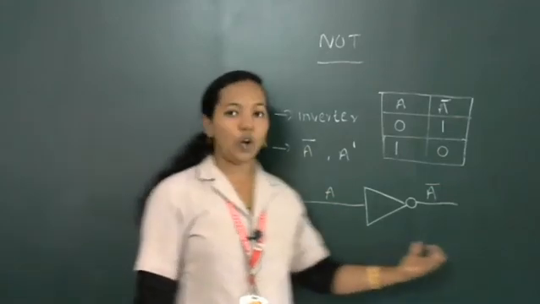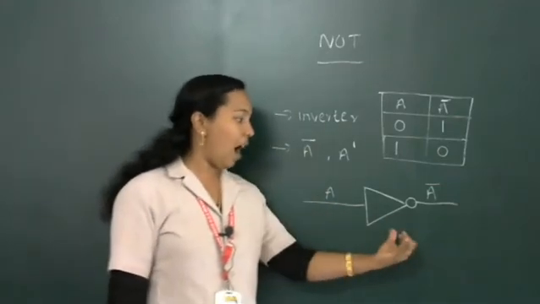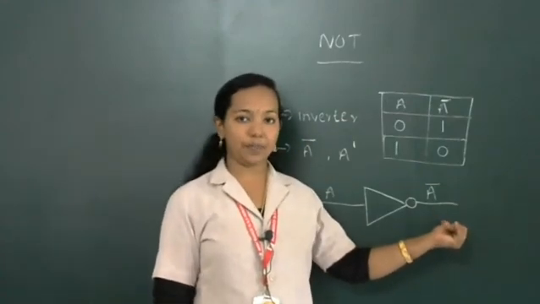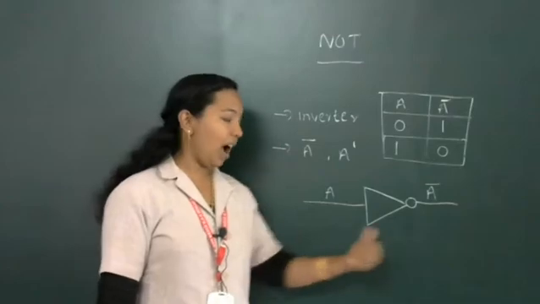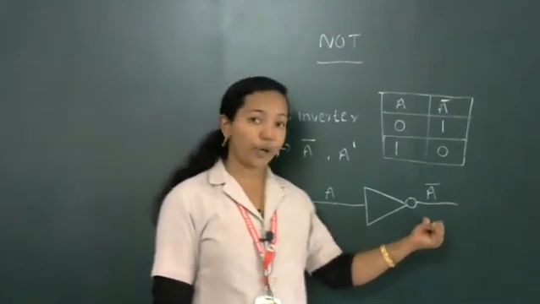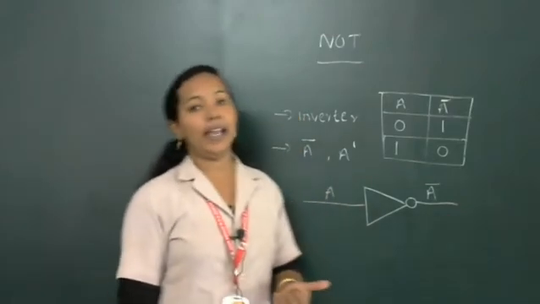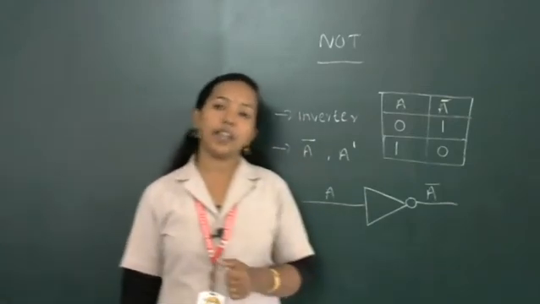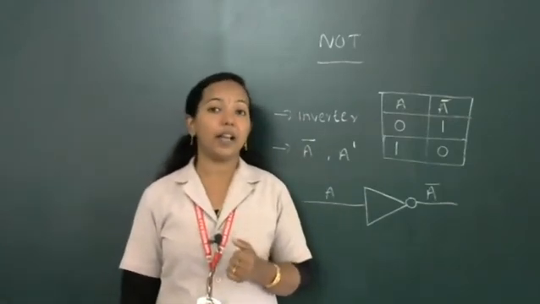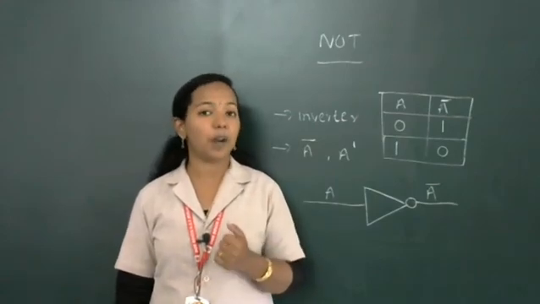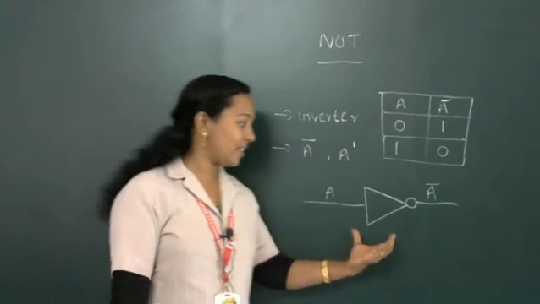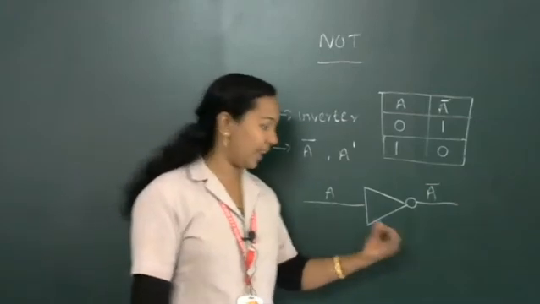Then this is the NOT gate diagram. A after the NOT gate is changing to A complement. Clear? A after the NOT gate or NOT operation will change to A complement. So I think the concept is clear. The NOT gate is a basic Boolean algebra operation. It is also known as an inverter, and the circuit diagram for the NOT gate is like this.